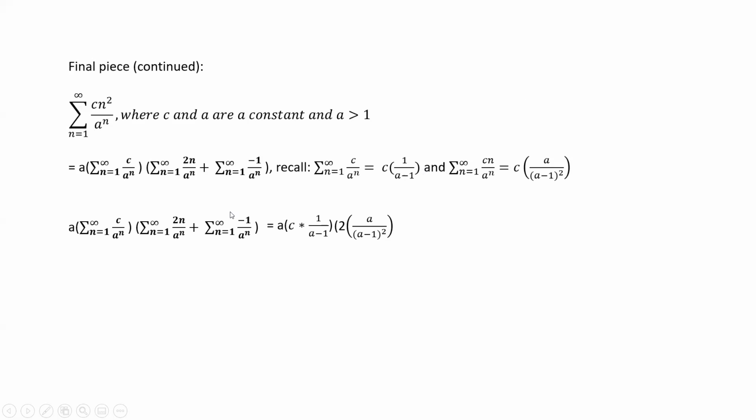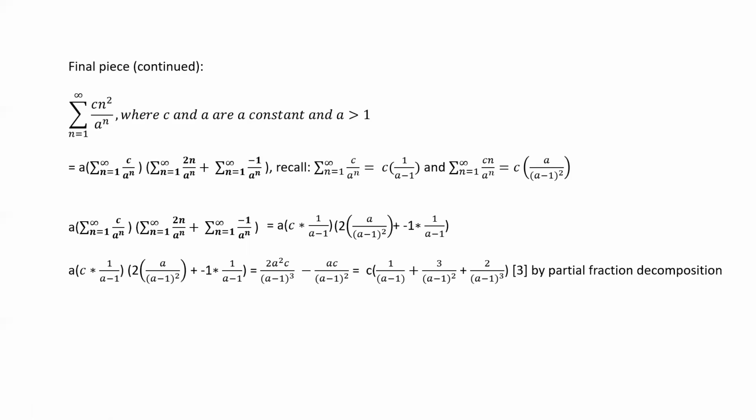And our third one, notice it's not a c on top, it's actually a minus 1, so you plug in minus 1 for c, and you get that last value. And so if I choose to simplify that down, you can see that it becomes this expression here in the middle, 2a squared c over (a minus 1) cubed, minus ac over (a minus 1) squared, or the much nicer partial fraction decomposition form, which is the one on the far right. I'm going to use that one just because it's a little cleaner and a little nicer to work with.